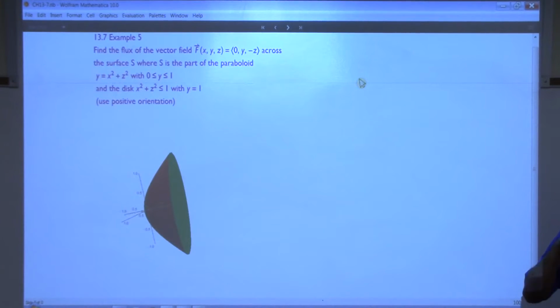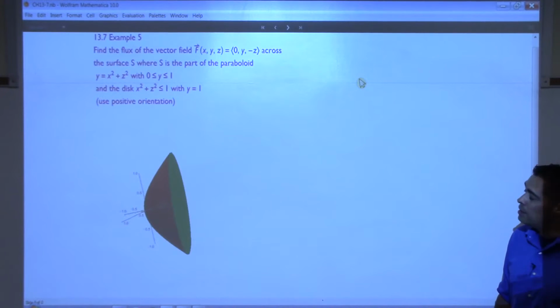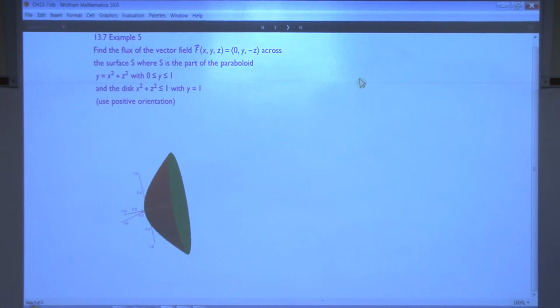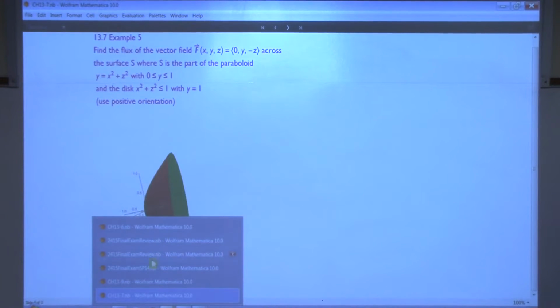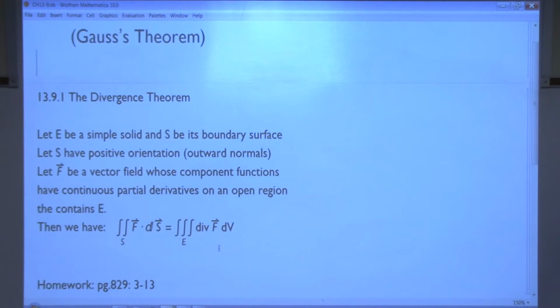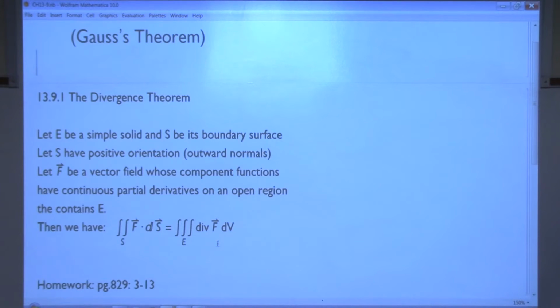So here's the deal. This is directly out of the book, almost word for word out of 13.9. It's the theorem on that page in 13.9, and I'll post it up here. So let's see. It's the almighty divergence theorem, also known as Gauss's theorem. And here's what it says.